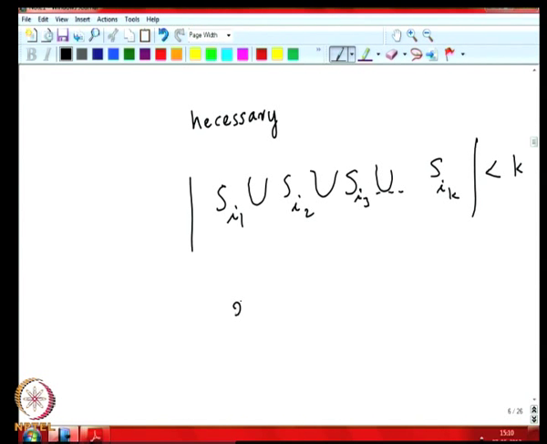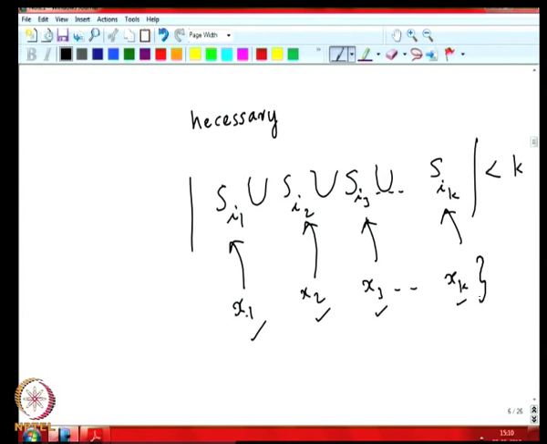Then definitely you cannot find x1, x2, x3, ..., xk such that this belongs to this, this belongs to this, this belongs to this, and they are all different. Because then there would actually be x1, x2, x3, ..., xk, which themselves form k elements coming from the union, but by our assumption the union contains less than k things, right.